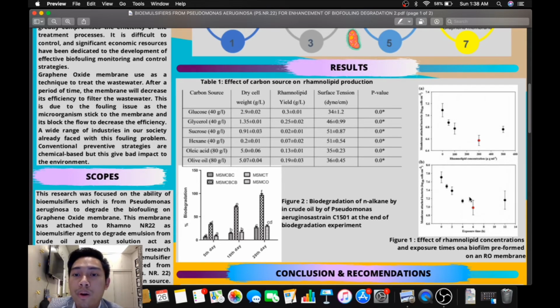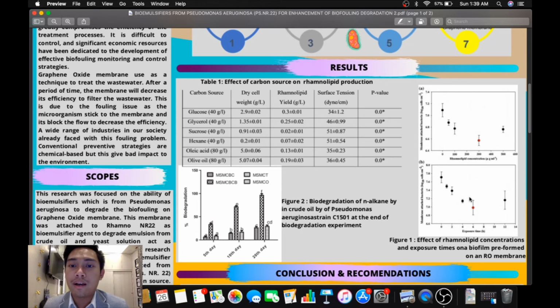So moving on to the crude oil degradation. Based on the graph below, as you can see, the MSMCBCB gained the highest biodegradation, in which the solution contained biosurfactant at about 3% volume per volume. Based on the 5th day, 10th day, and 20th day of observation, it is found that the MSMCBCB solution has a high percentage of biodegradation of the film.